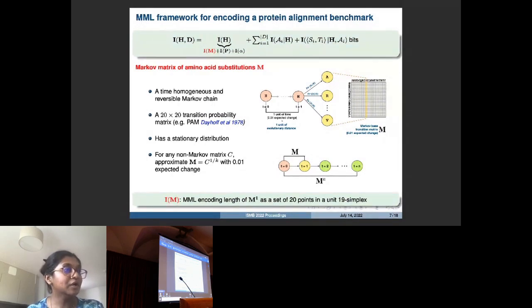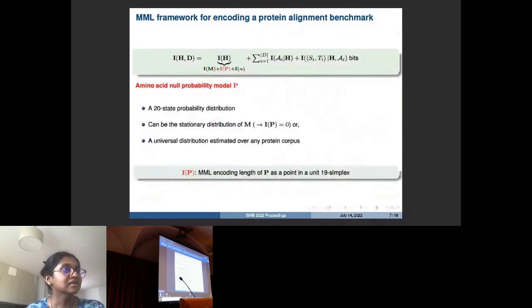So with that, to encode this matrix, we take it as a set of 20 points in a unit 19 simplex, and we simply compute the encoding length under the MML framework. The second part of this is the amino acid null probability model. It's just the 20-state probability distribution, and we can simply take the stationary distribution of the Markov matrix for this case. In that way, we don't have to communicate it, because the stationary distribution can be taken by normalizing the eigenvector associated with the largest eigenvalue, which is 1, of the Markov matrix.